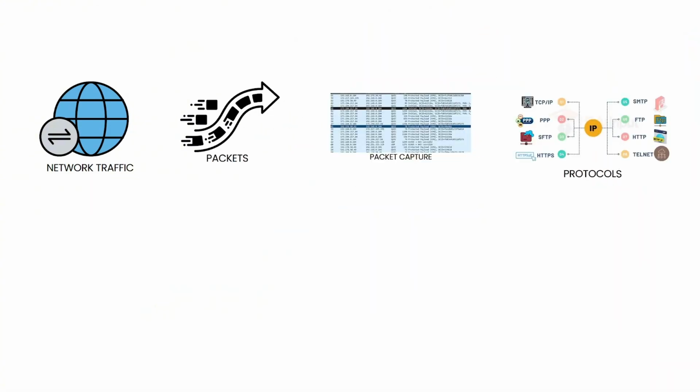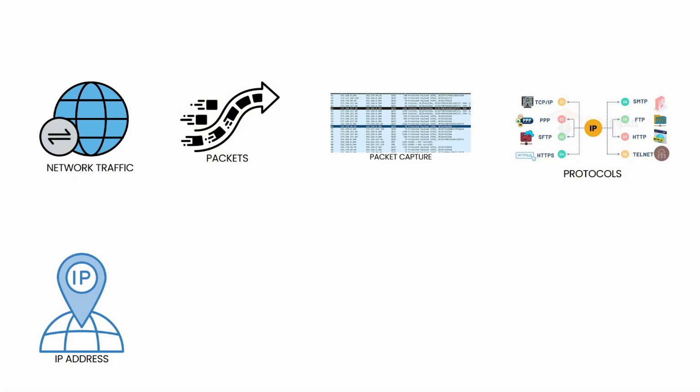Then we have protocols. A protocol is a set of rules that defines how devices communicate. Common examples include HTTP and HTTPS for web browsing, DNS for translating website names into addresses, and FTP for transferring files. Wireshark understands hundreds of protocols and can decode them for you.